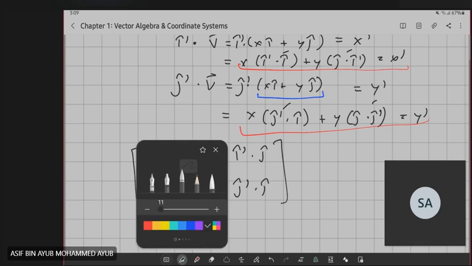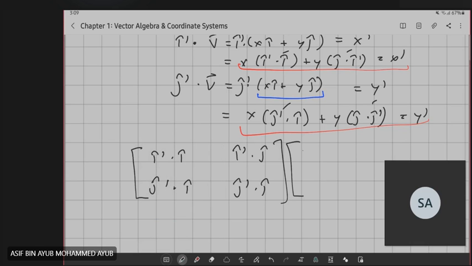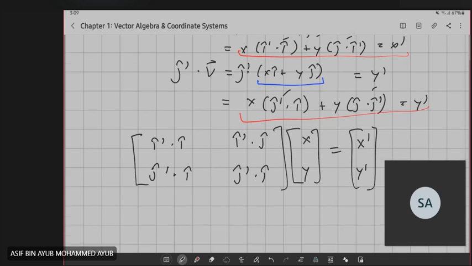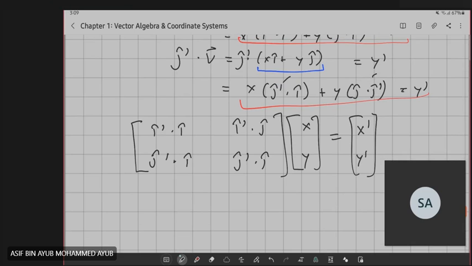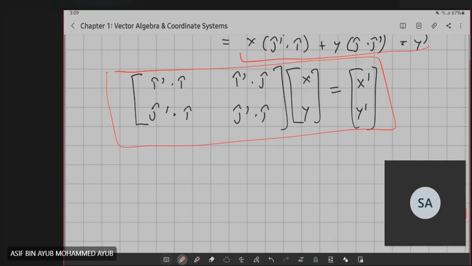If you look at this closely, let me just complete this equation first. x and y will give you x prime and y prime. This is the equation that we want at the end of the day. This is how you move from xy, from the unprimed coordinate system, to the primed coordinate system. You know this, you want to find this.